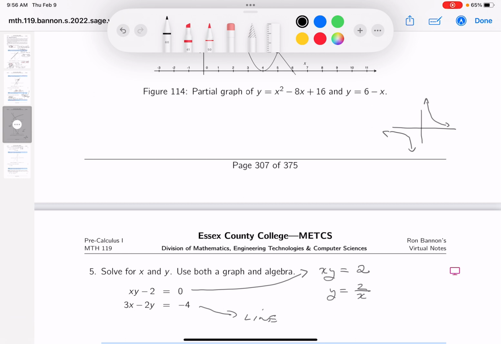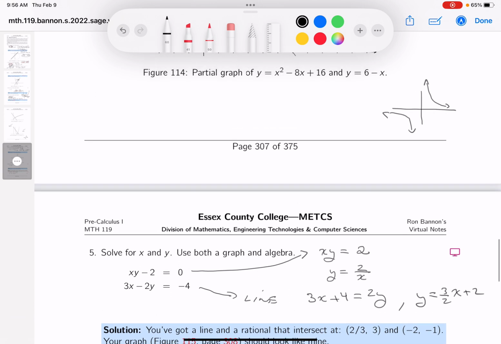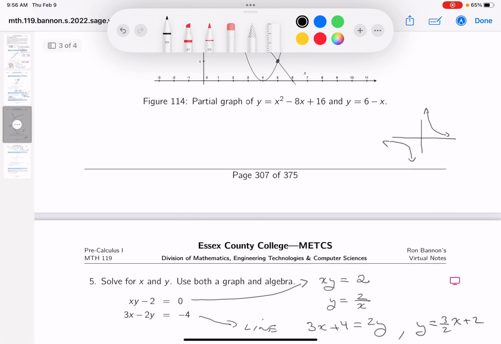I'm going to solve that for y, too. And what are you going to get? Well, you get 3x plus 4 equals 2y, or y would equal, I'm going to divide by 2 now, 3 over 2 x plus 2. Looking at it, I know it's got a positive slope and a y-intercept of 2, so maybe something like this over here.